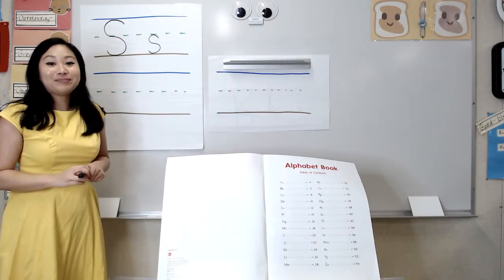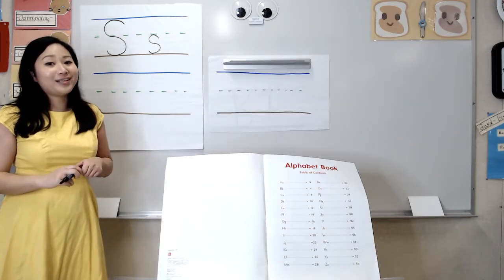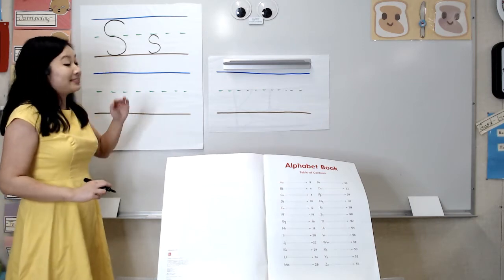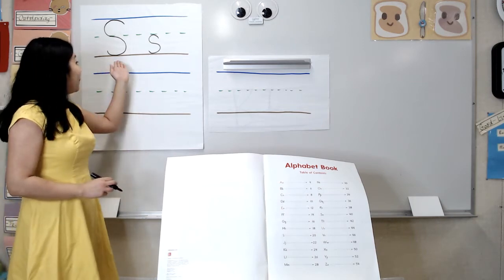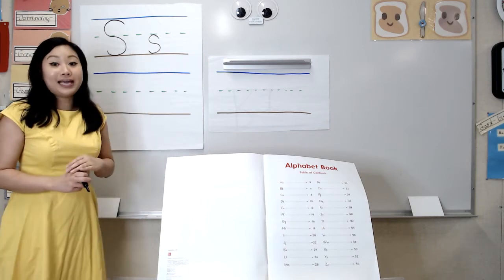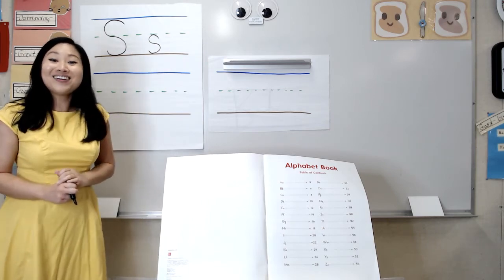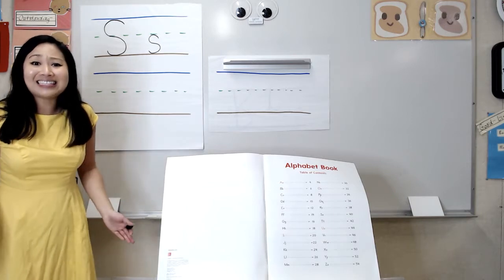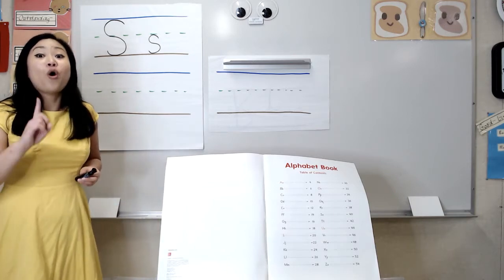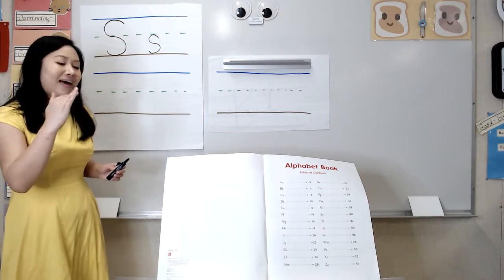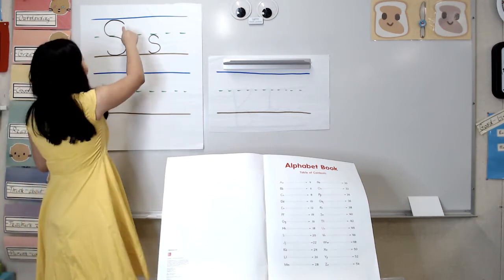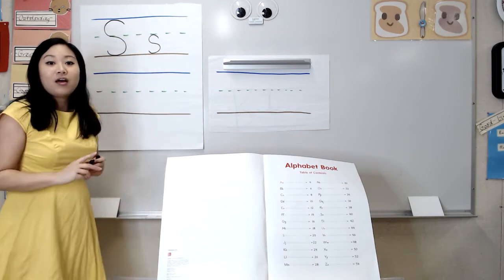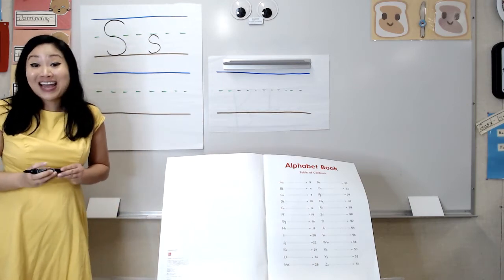Now, my friends, let's talk a little bit about these letters. What do you notice about the letter S? This is uppercase S and lowercase s. You're right. Uppercase S is bigger, but they both look exactly the same. They're both made of one curvy, snaky line, and their snaky line curves around and around. All right, friends, let's look at our next letter.